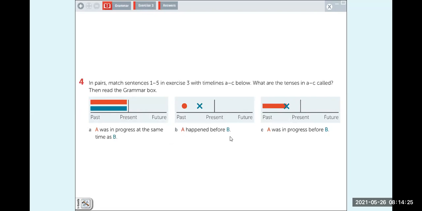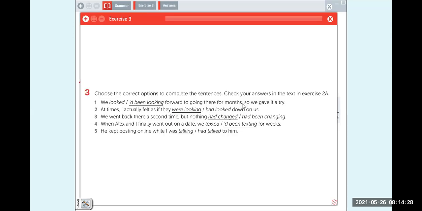A happened before B. Which of the sentences here can we match with this timeline? Number 1. Number 1, he'd been looking forward to going there for a month. So we gave it a try. Okay, yes, this happened before another action in the past. Number 3. Number 3, when we went back there a second time, but nothing had changed. Very good. This one, number 3, right? Well, both.